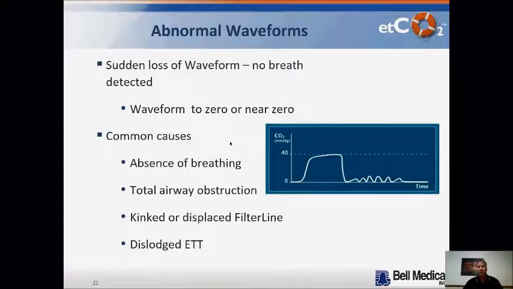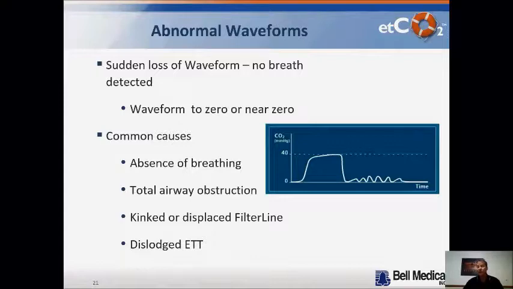So common causes of a no breath detected by a CO2 monitor would be the absence of breathing. Everybody thinks their monitor might be at fault, but in reality, that patient may be sedated to a point where they've quit breathing, or they need to adjust their neck or their head position so that it opens their airway to allow them to take a breath easily. You can have a total airway obstruction, such as an obese person with their head in a position that they can't straighten out and thus can't get a breath through.